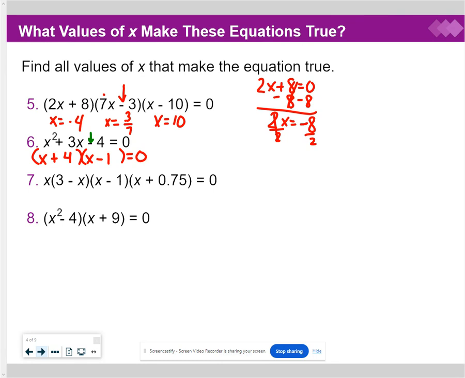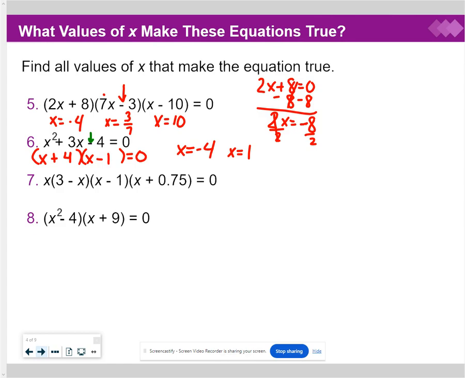But then I still have to solve this. Right, so the first one, x plus 4 equals 0, I would have x equals -4 is one of my answers. Then x minus 1 equals 0, that's going to be x equals positive 1.